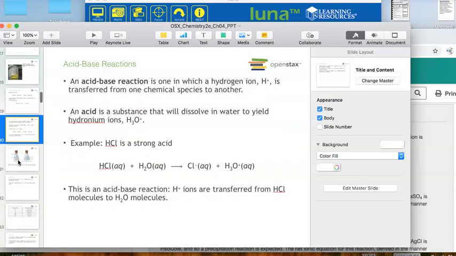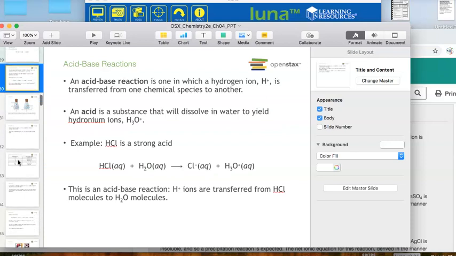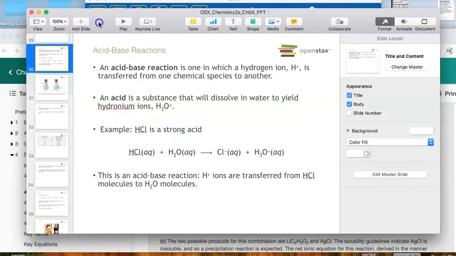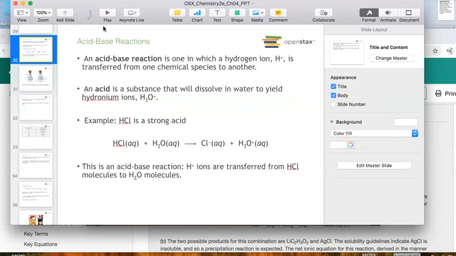Okay, so the next type of chemical reactions we need to talk about are referred to as acid-base reactions.